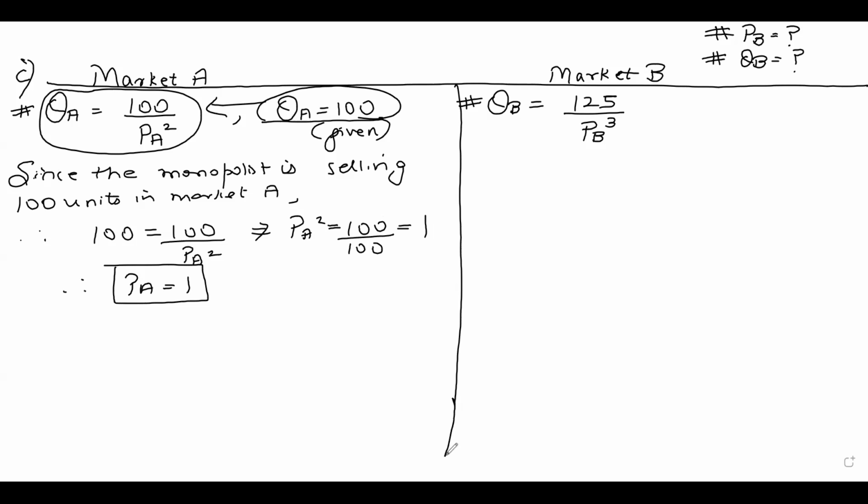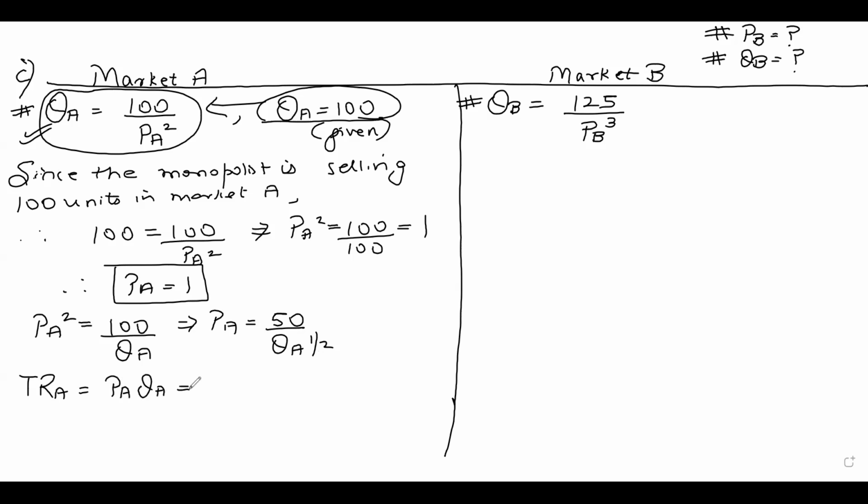Then if I quickly calculate the marginal revenue in both the markets, what will that be? I can write PA square is equal to 100 upon QA. QA is 100 by PA square, so PA square is 100 upon QA. So this implies my PA is 50 upon QA to the power half. What will my total revenue be? Total revenue in market A is price in market A into quantity in market A. PA is 50 upon QA to the power half into QA. This is 50 times QA to the power half.